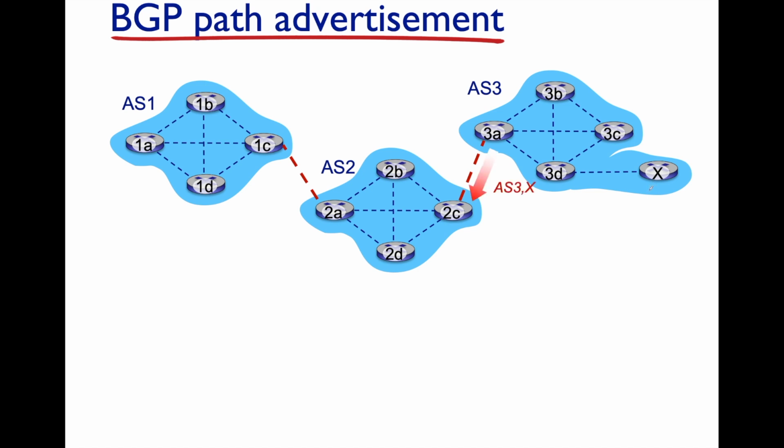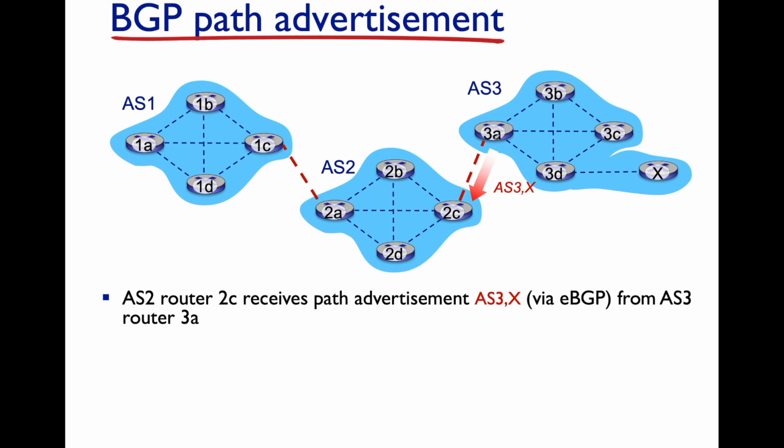Okay, so now AS3 can advertise through its gateway that it shares on the border with AS2 through gateway 3A. It can advertise that it marks the autonomous system AS3, and it manages subnet address X. Absolutely it does, because there's a router in AS3 that manages subnet address X. So if you want to send data to subnet address X, you're going to go through this gateway 3A to get there.